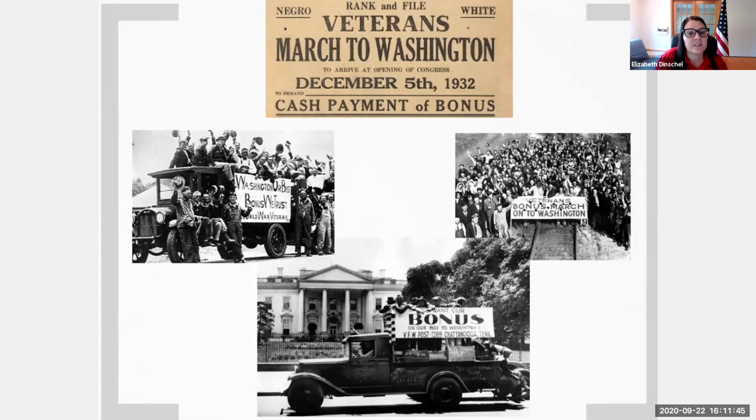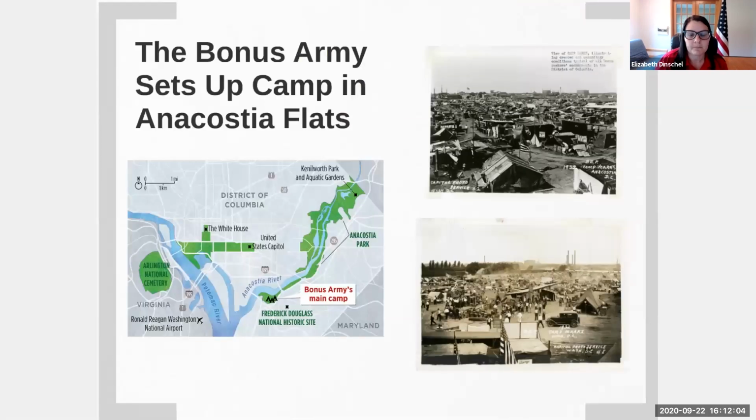The number of participants varied, but since many men were accompanied by their wives and children, the bonus army may have numbered as many as 60,000. The group was often known as the Bonus Expeditionary Forces, the Bonus March, or the Bonus Army. So all three of those names are used interchangeably.